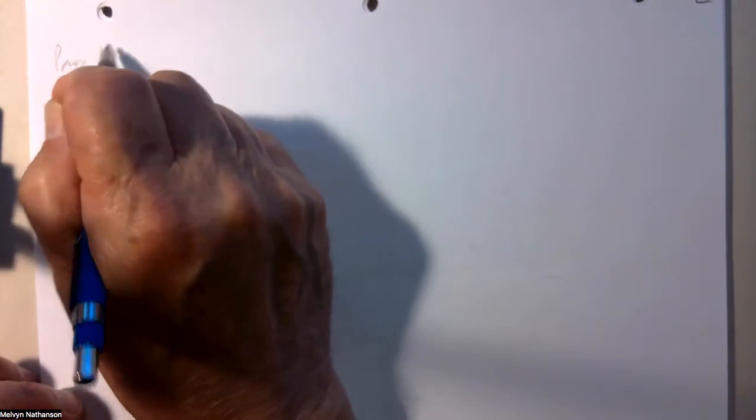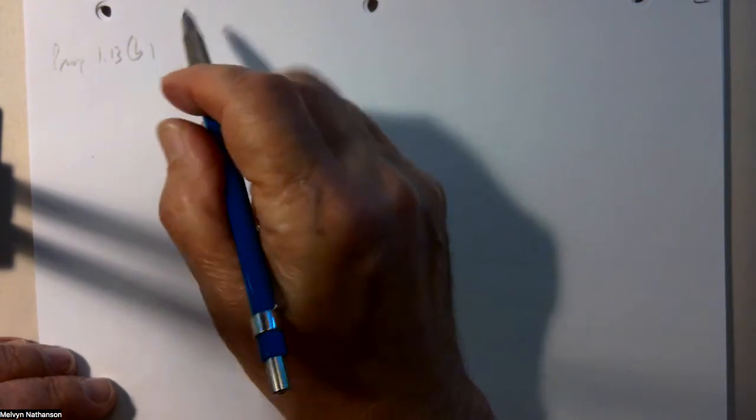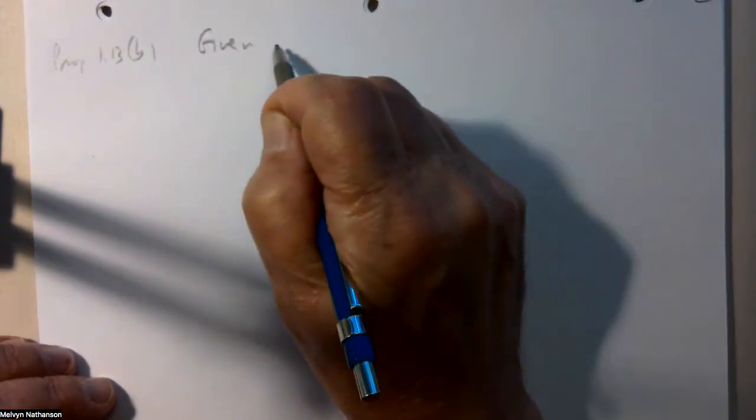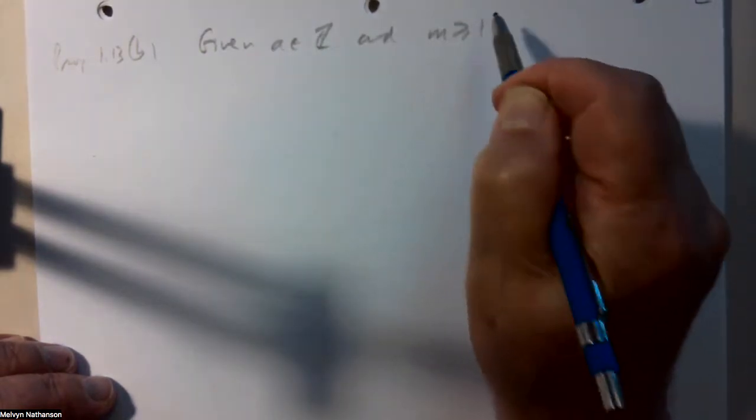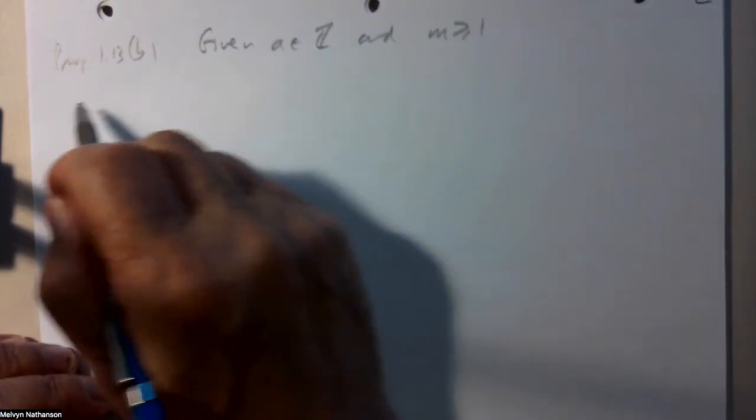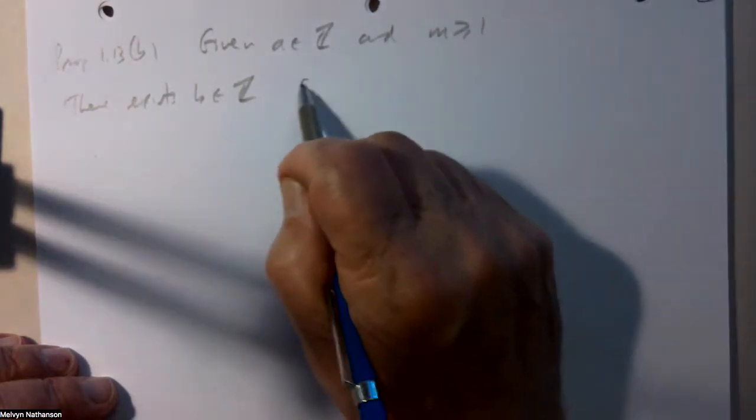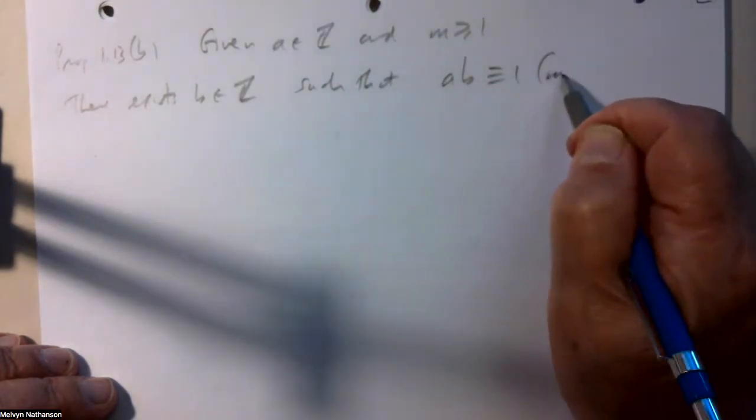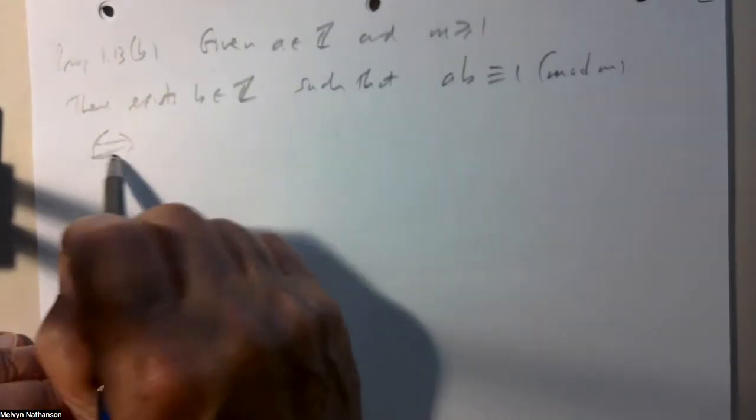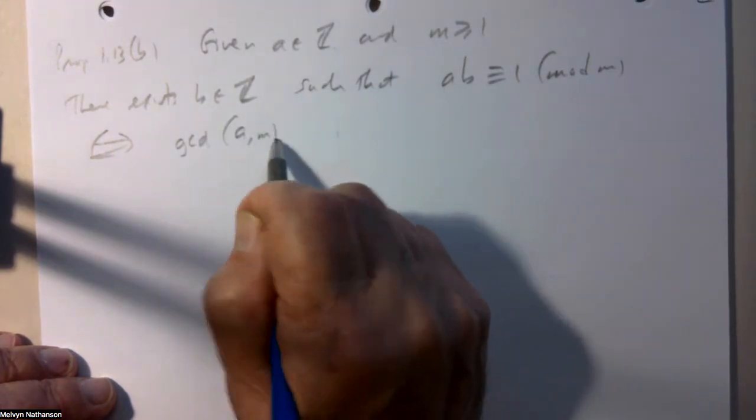There's a second part to proposition 1.13, part B, which says that, so we're given an A in Z, and we have this modulus M greater than or equal to 1. There exists an integer B in Z such that AB is congruent to 1 mod M, if and only if the GCD of A and M is 1.